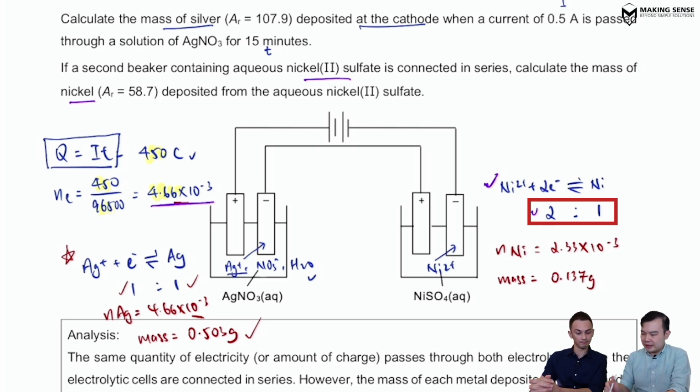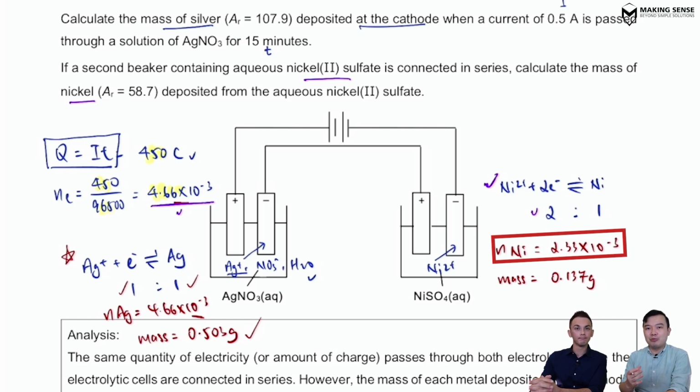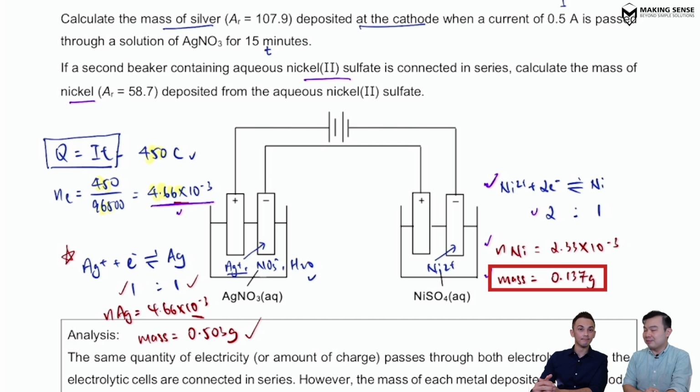We already know that the number of moles of electrons is 4.66 × 10^-3, and we want to find the mass of the nickel, which means I must use stoichiometry to find the number of moles of nickel first, and then multiply by the atomic mass to find the mass. The learning point for this question is that the number of moles of electrons transferred for any electrolytic cells in series will always be the same.